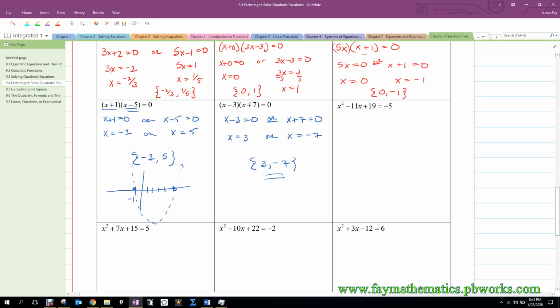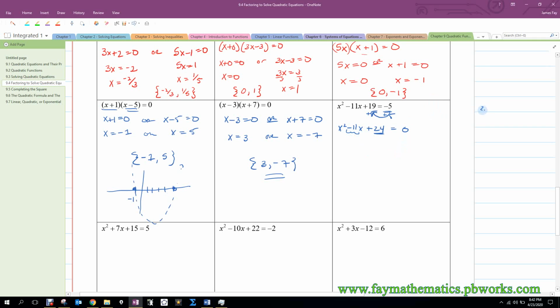Now this next example is going to incorporate a couple more steps. So the first thing, if you remember, we said that that number had to be 0. So I need to move that to that side, okay? So I'm going to use the inverse operation. So I add 5 here, and then add 5 here. So combining like terms, it's going to give me x squared minus 11x. Positive 19 plus 5 is positive 24. Gives me 0. Now, remember what we're doing. We're looking for 2 numbers that multiply together to give me 24 and add up to give me negative 11.